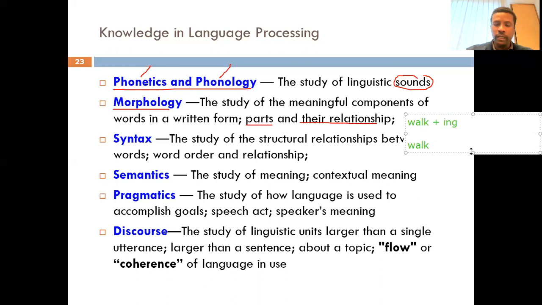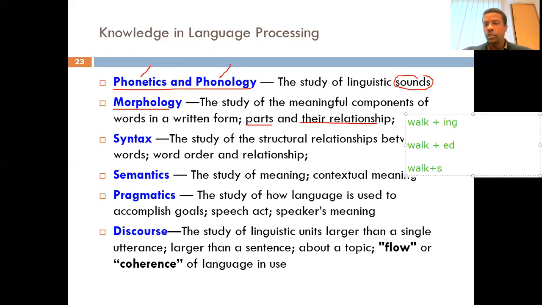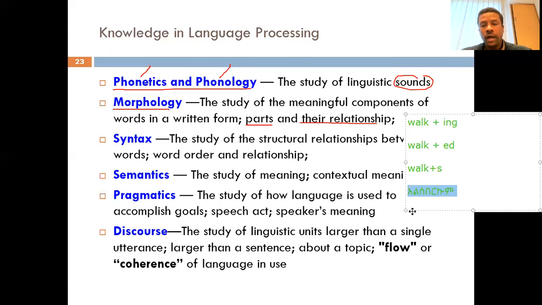Because not only ing, but I can also have ed. In this case, it's going to be walked, or it can be walk plus s, walks, he walks, she walks. So we know that looking into the parts of the word and their relationship is very important. What if I say this? What do you understand? Can you separate them or divide it into different parts?